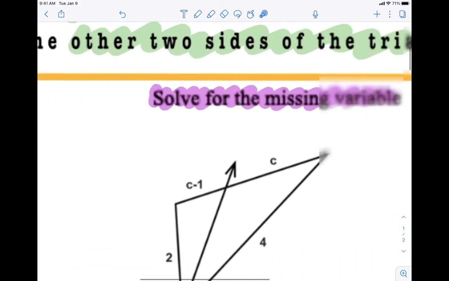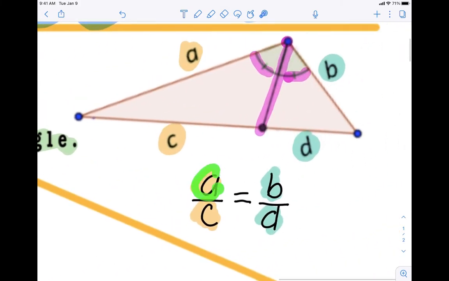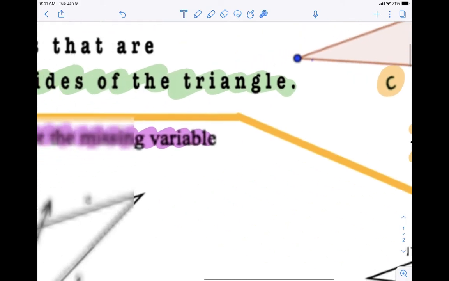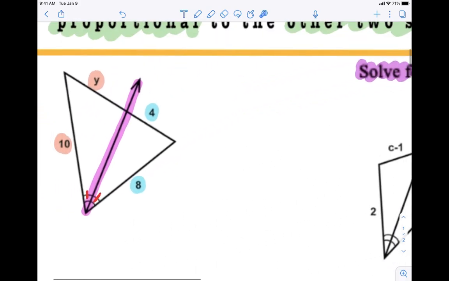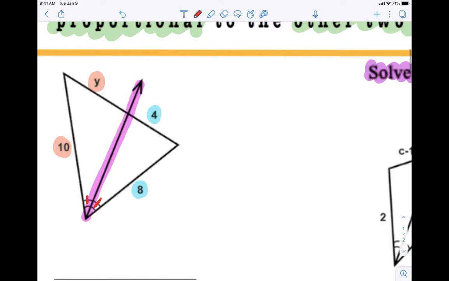So now let's set them up here. Look, it was orange over orange equal aqua over aqua, right? So let's do the same thing here. So let's do, right, this red over red, 10 over y, okay?